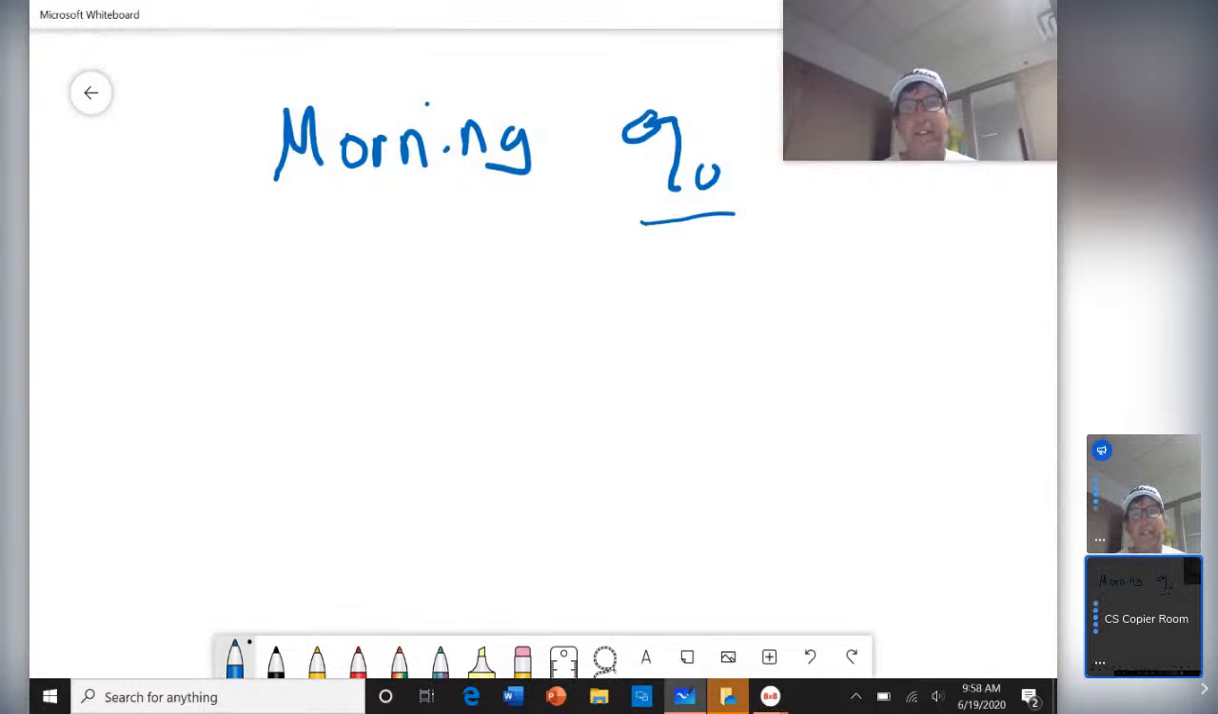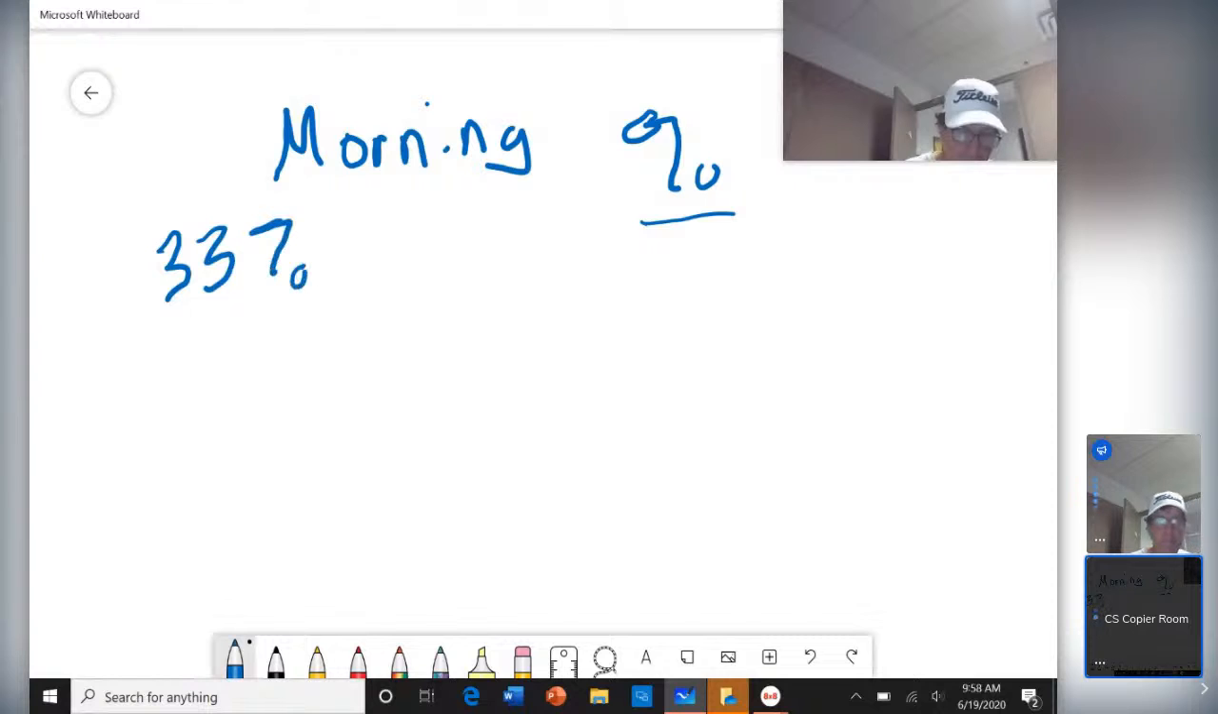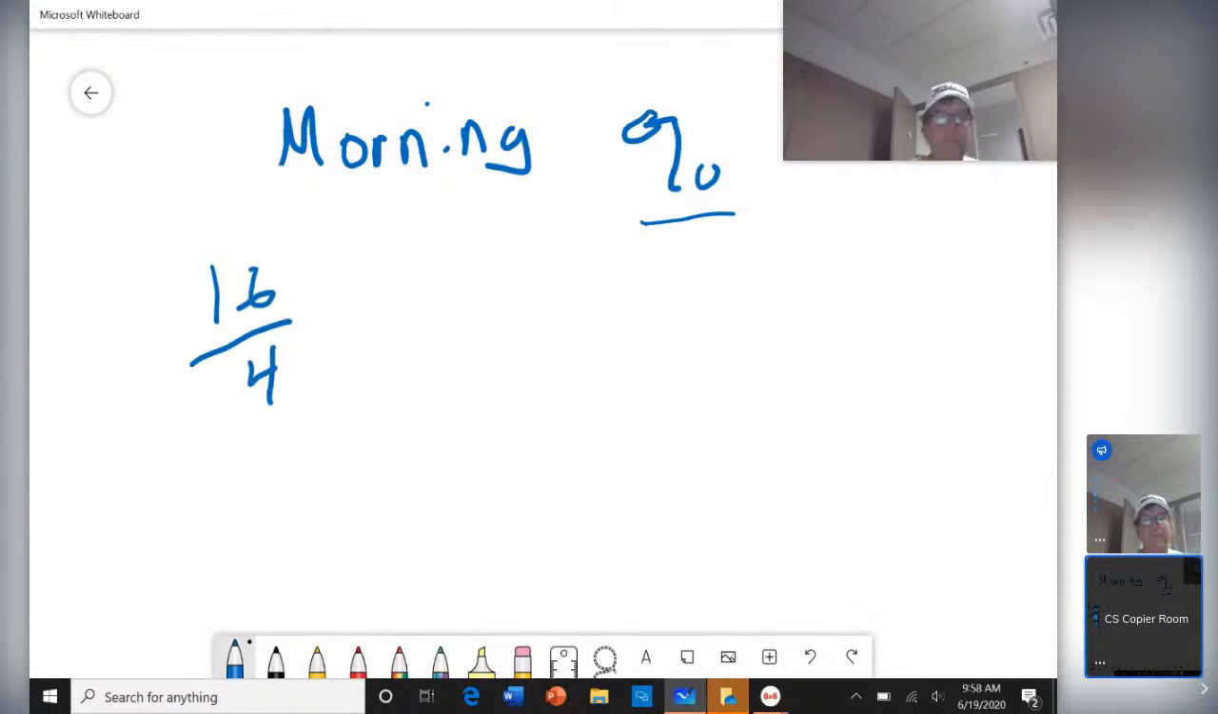So a percent is the same as a fraction or a decimal. Sometimes you've seen it written like this, 33%. Now, how do we get that? If you get a question like, what percent is 16 of 4?